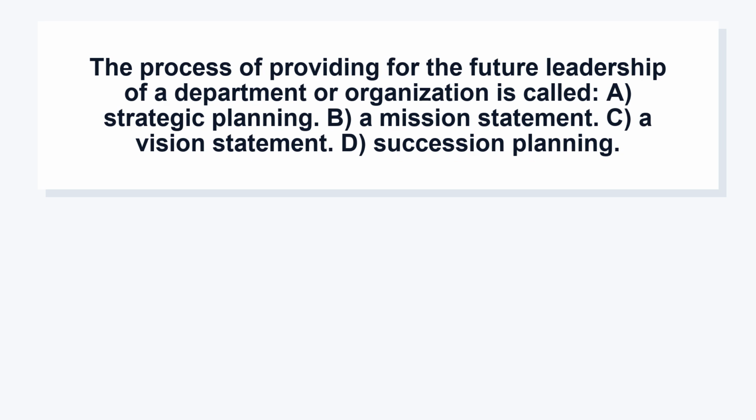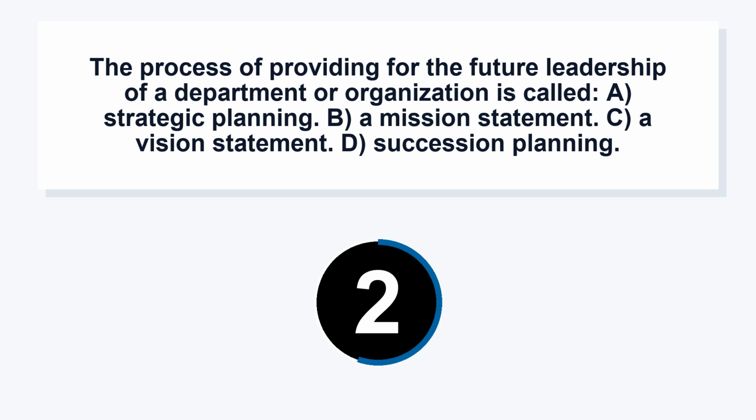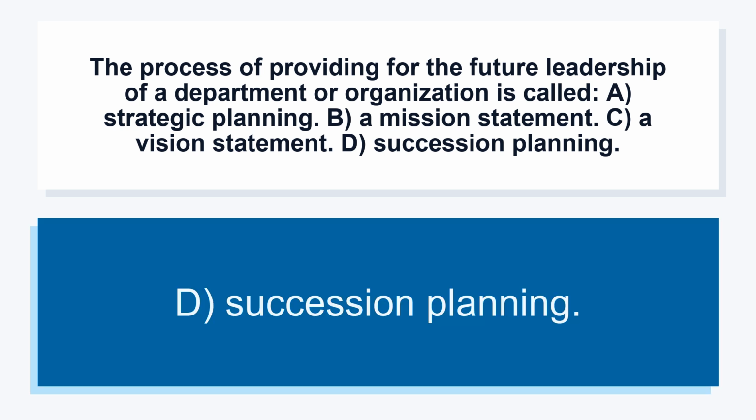The process of providing for the future leadership of a department or organization is called A. Strategic planning. B. A mission statement. C. A vision statement. D. Succession planning. D. Succession planning.